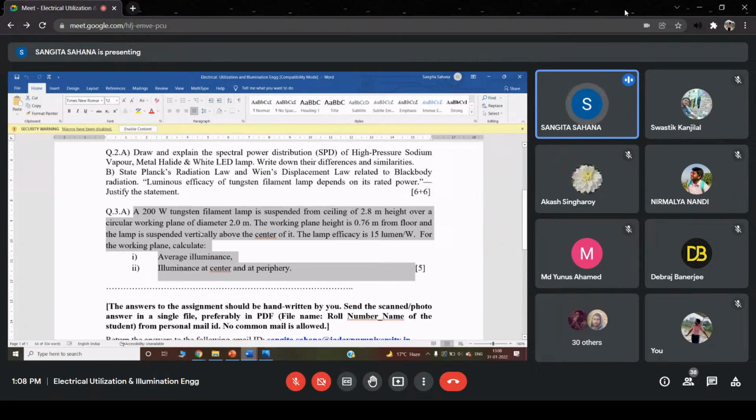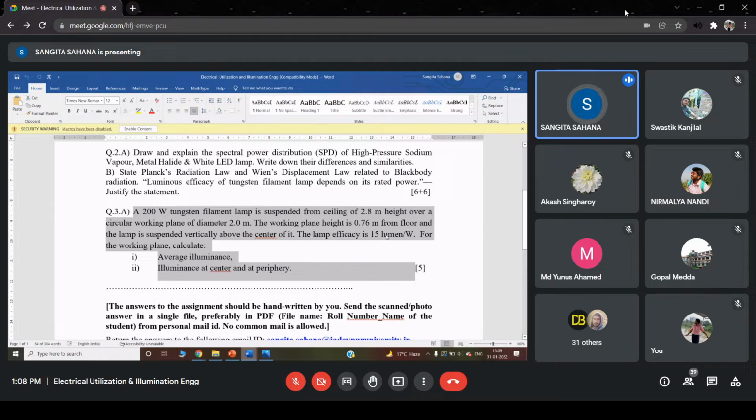To solve this problem, we have to use Lambert's cosine law, right? There is a circular table. The filament is suspended at a mounting height of 2.8 meter. You have to find the illuminance at the center as well as at the periphery, and the average illuminance. At the center, meaning just below the lamp, it will be I by d square. What's the value of I? I is not given here, but you can see the wattage and the efficacy are given. If you multiply these, you will get the total amount of lumen.